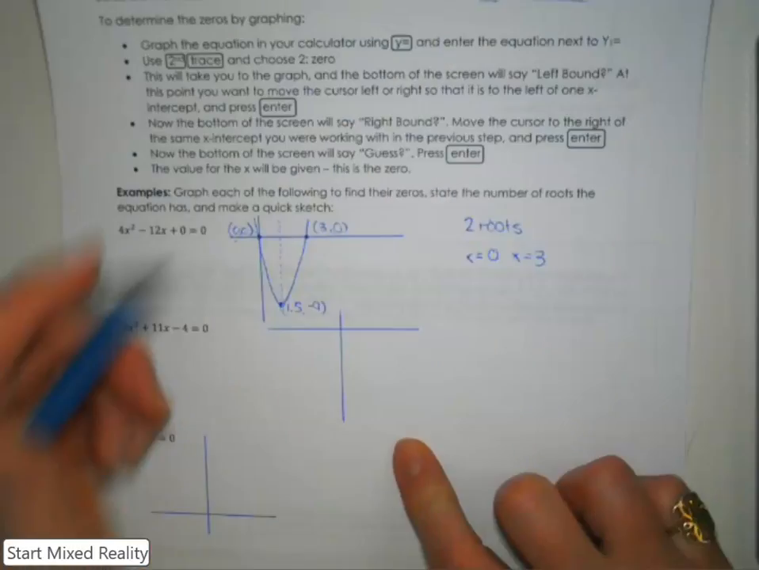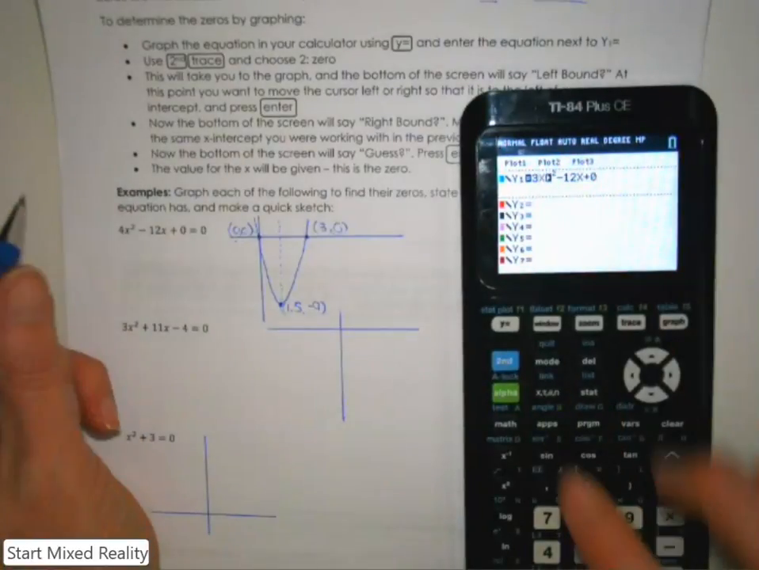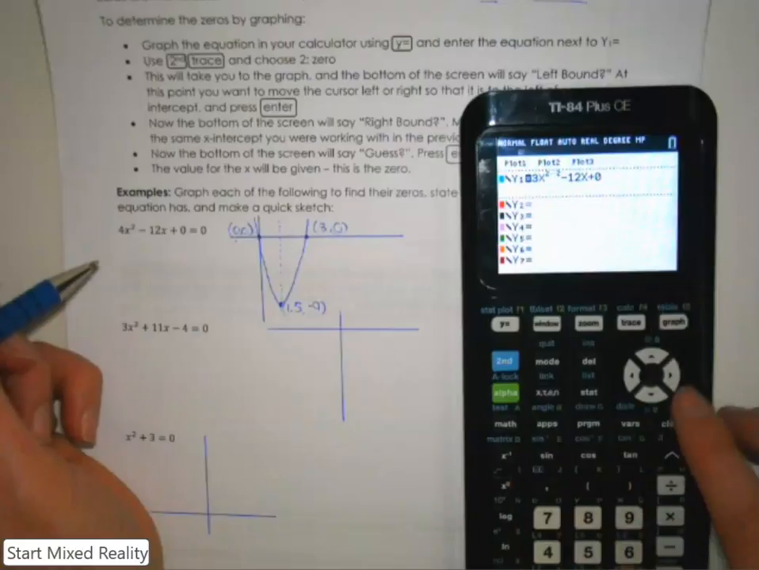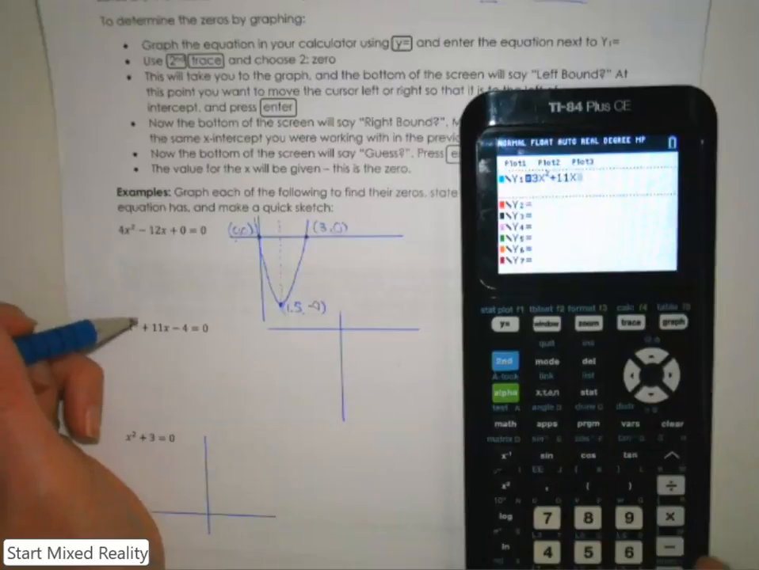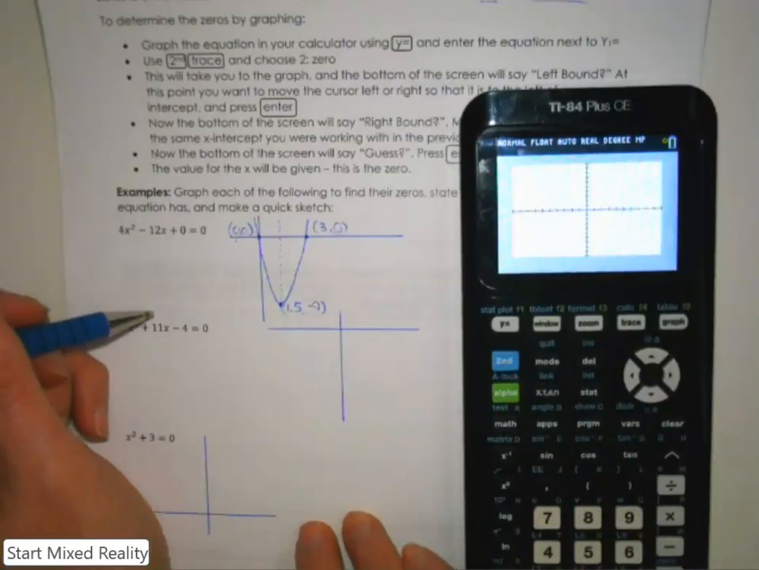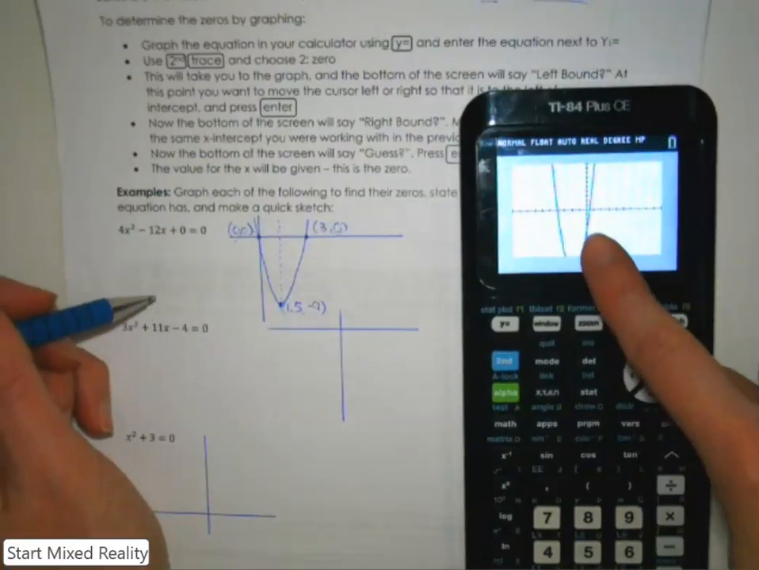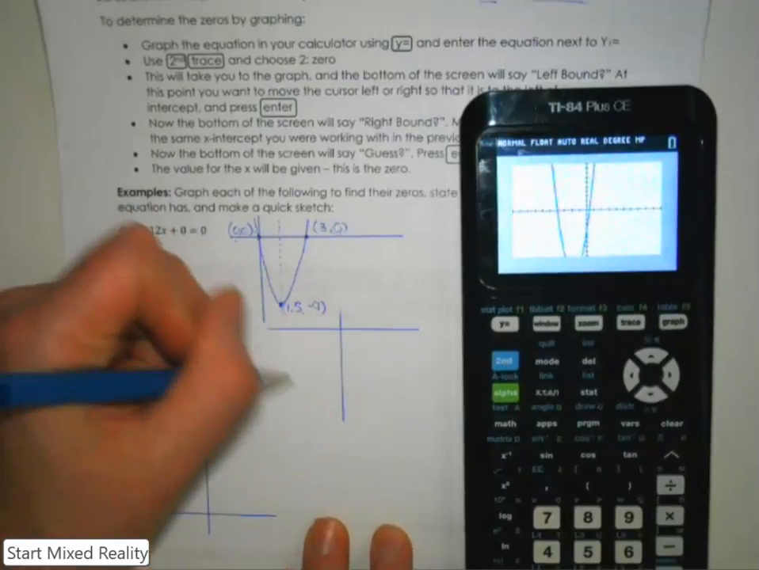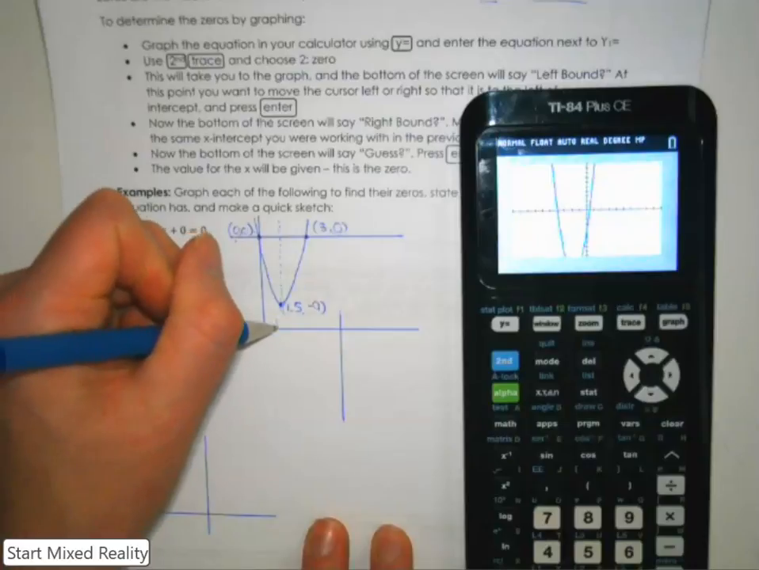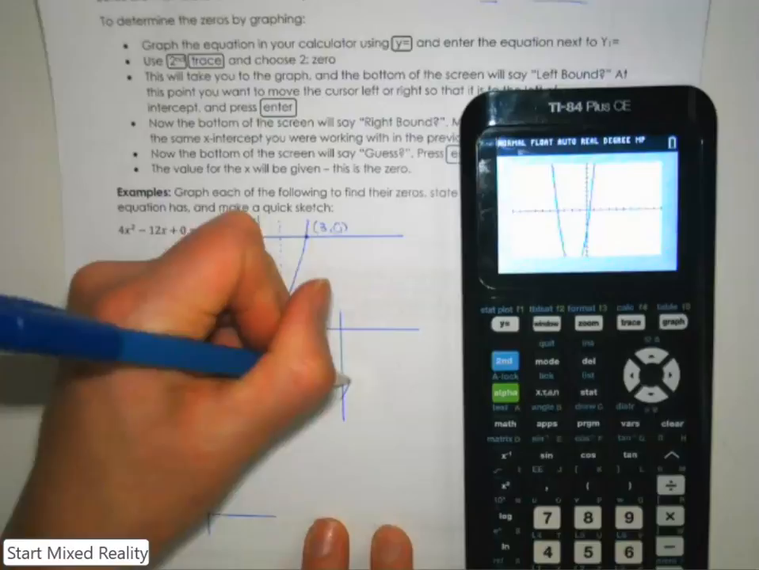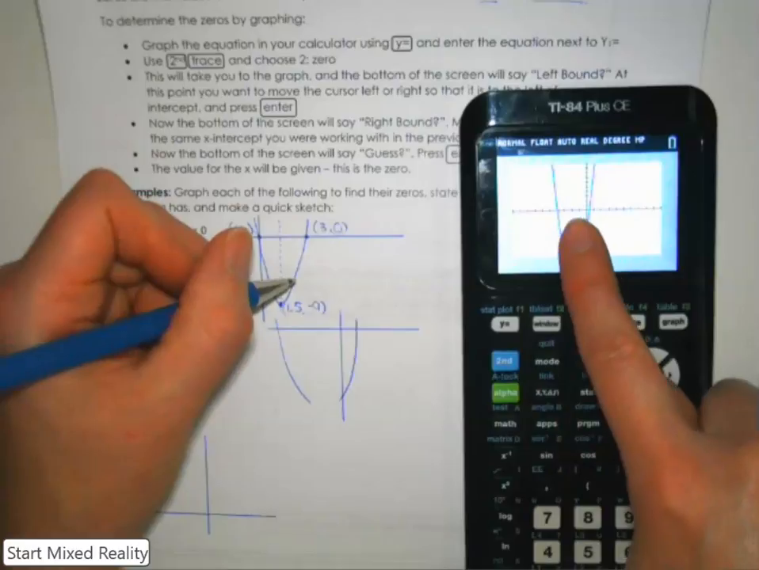Okay. Going to the next one here, we have y equals 3x squared plus 11x minus 4. Go to our graph. And so here we're kind of cut off a little bit. Honestly, I'm not going to worry too much about the vertex for this one because we don't need to know it for this question. And so we can see that our one intercept is at -4.